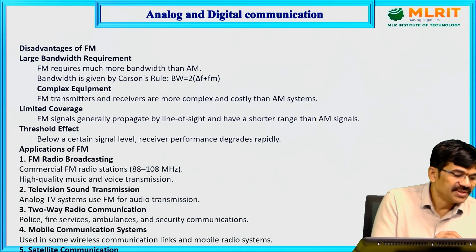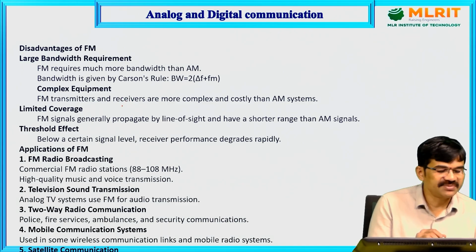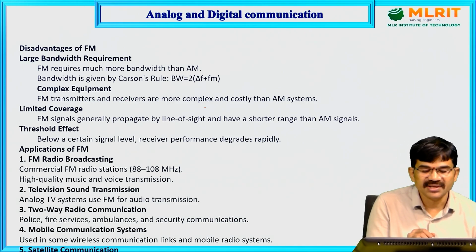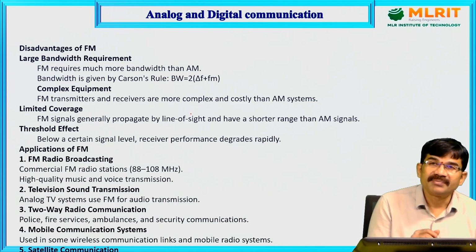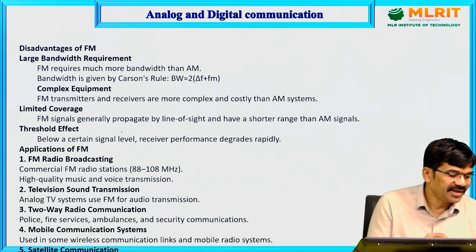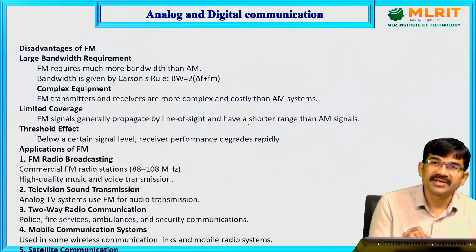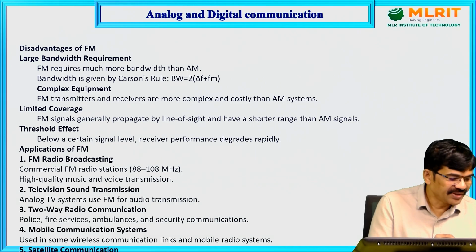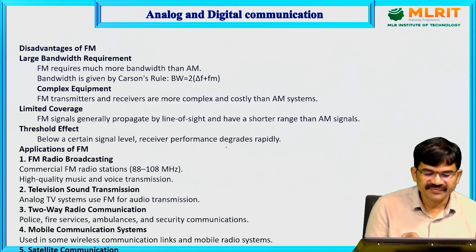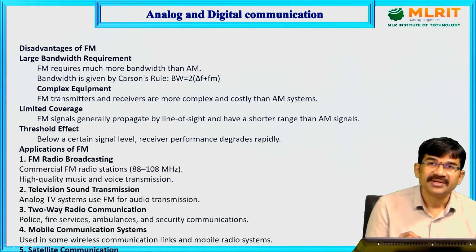And one more parameter is that complex equipment is required. The FM transmitter and receiver are more complex than AM. And limited coverage: FM is affected by line of sight, so due to that we can transmit only short range, but AM we can transmit for long range. Then threshold effect: below a certain signal level, receiver performance degrades rapidly. There is a threshold value, and below it the signal degrades rapidly.